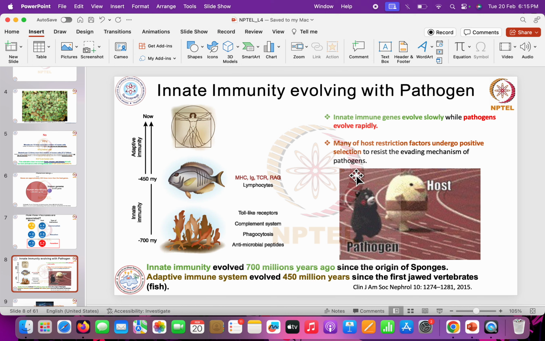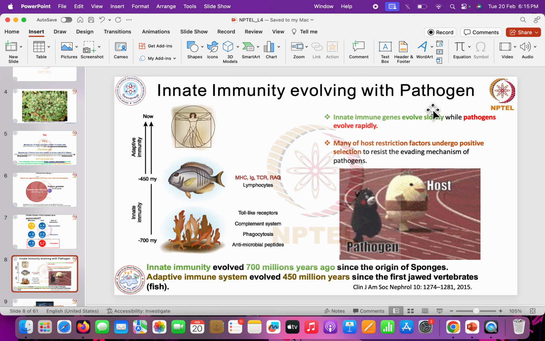Innate immunity evolving with pathogen. There are receptors, toll-like receptors, the complement system, phagocytosis, and antimicrobial peptides. So innate immunity is there, and then you have your different B cells and T cells. B cells will provide antibodies, and these antibodies come under adaptive immunity. So you are getting used to the microbes, and then your body generates antibodies against them.